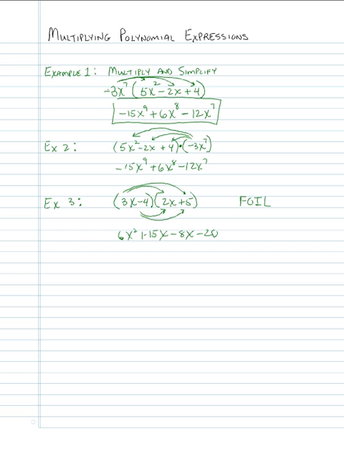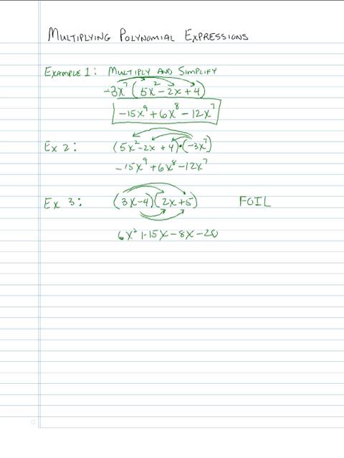The 3x times 2x is the F, the first. Multiply the firsts. The 3x times the positive 5 is the O. That's multiply the outsides. The negative 4 times the 2x is the I, and that stands for inners. So you multiply the two things on the inside. Negative 4 is on the inside, and 2x is on the inside. And then it's finally negative 4 times positive 5, and that's the L for lasts. Negative 4 is the last of the first, and positive 5 is the last of the second.